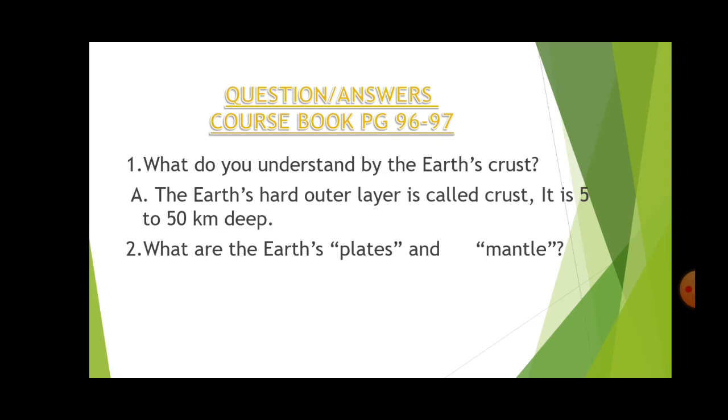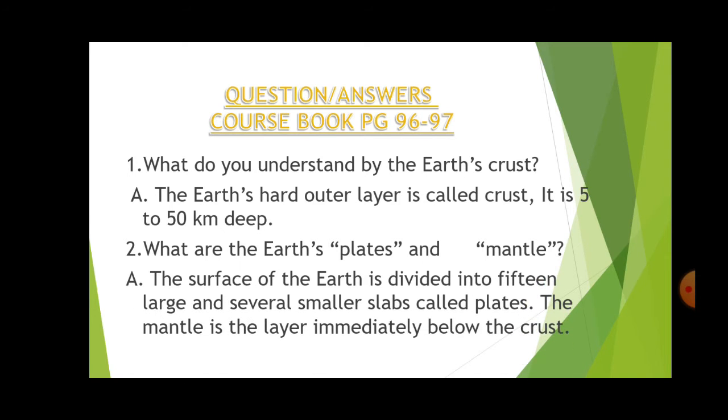Yesterday we discussed plates and mantle. The plates are the slabs of rocks, and there are about 15 large plates and several smaller ones, and mantle is the section under the crust of the earth. So the answer is, the surface of the earth is divided into 15 large and several smaller slabs called plates. The mantle is the layer immediately below the crust.